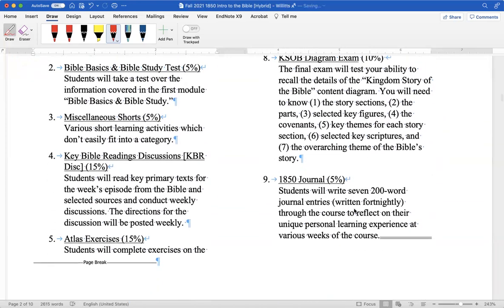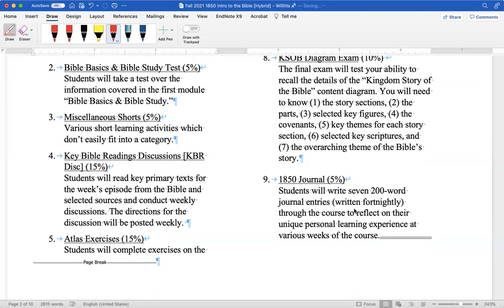And then finally, every 2 weeks, you will write a journal entry of no less than 200 words. And in this journal entry, you will reflect on your unique personal experience of learning at various weeks of the course. So the first time you write a journal entry, it will be at the end of the second week of school. You'll have had 2 weeks of this course.